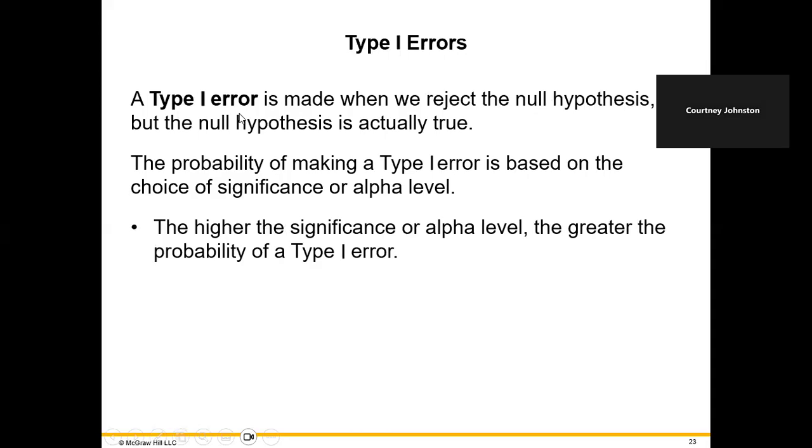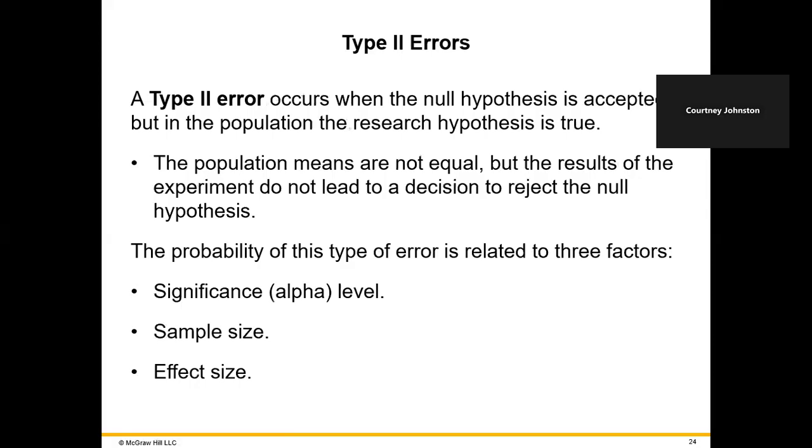Again, a type 1 error is when we reject the null hypothesis, but it's actually true. The probability of making this type 1 error is based on the choice of significance or alpha level. So if you have a 0.01 significance level, it's going to be much less likely you have a type 1 error in comparison to a 0.05 significance level. The higher the significance or alpha level, the greater the probability of a type 1 error, because there is that gap where you are pretty sure you're correct, but not 100%.